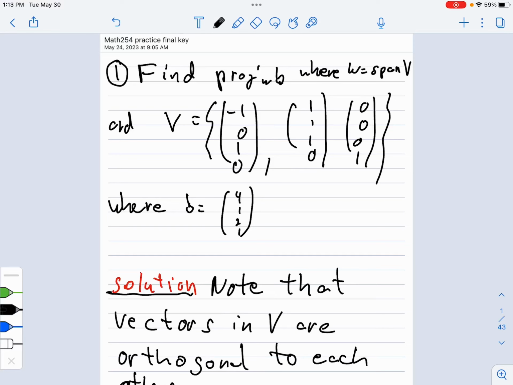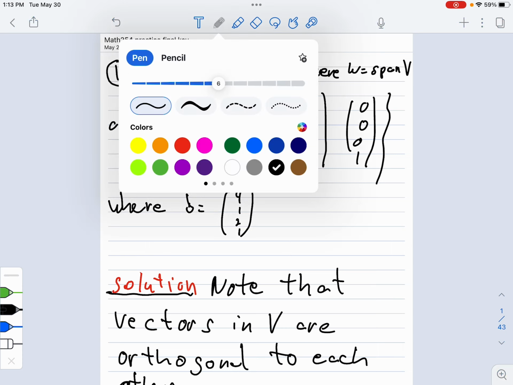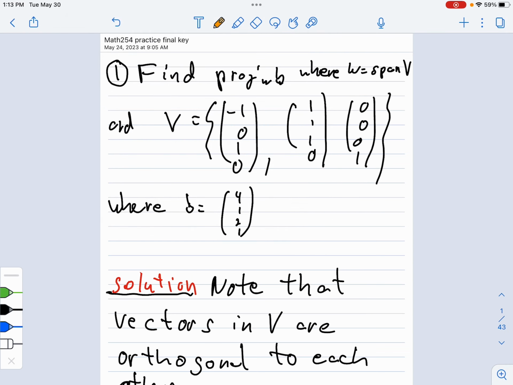All right, so let's talk about finding the projection of a vector onto a subspace of a vector space. Here we have: find the projection of B onto W, so we're finding this vector. W is the span of V, and V is the set {(-1, 0, 1, 0), (1, 1, 1, 0), (0, 0, 0, 1)}. And B is a vector in R4: (4, 1, 2, 1). The vector space we're working in here, orthogonal, is R4.